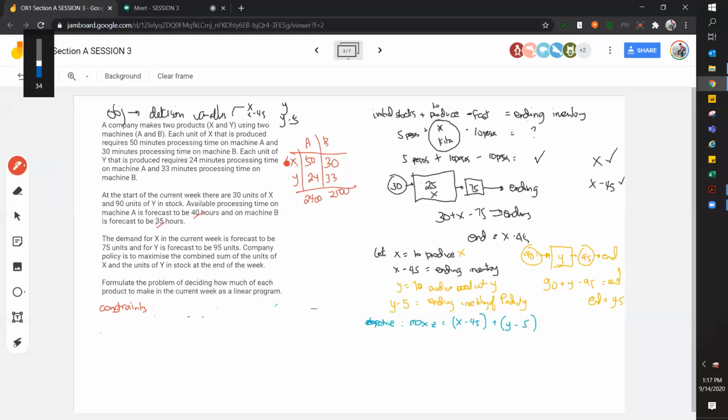Nope, it's not a time. It is the item na ipoproduce natin dito kay machine A, kay machine B. Okay, so it's the number of units. Okay? So, X, bakit hindi yung ending inventory yung ginamit natin dito? Bakit hindi yung X minus 45 or Y minus 5?